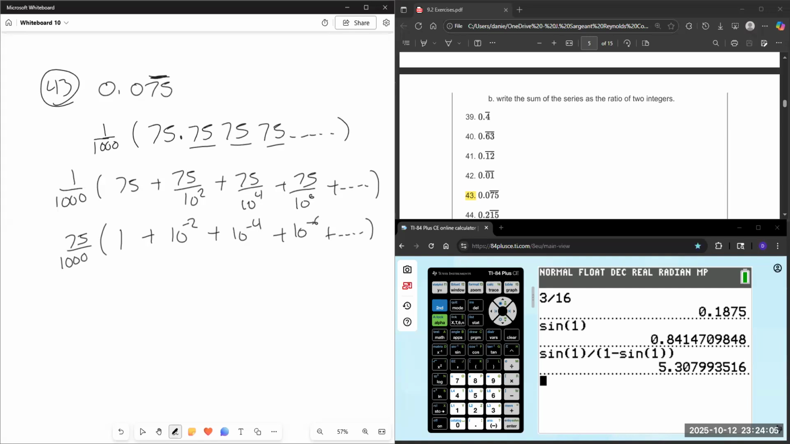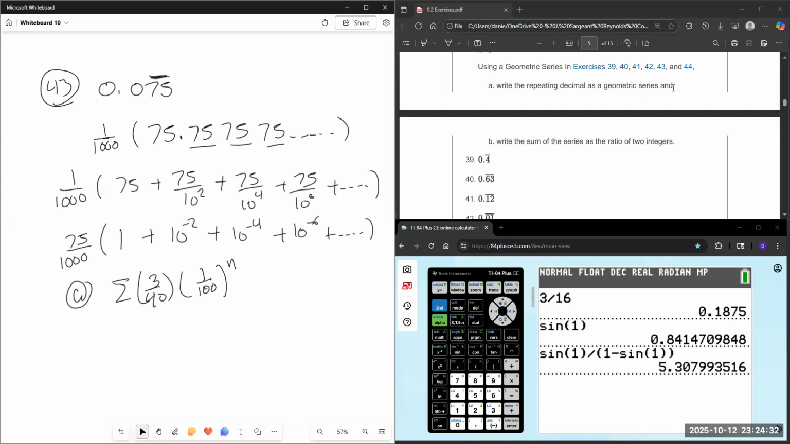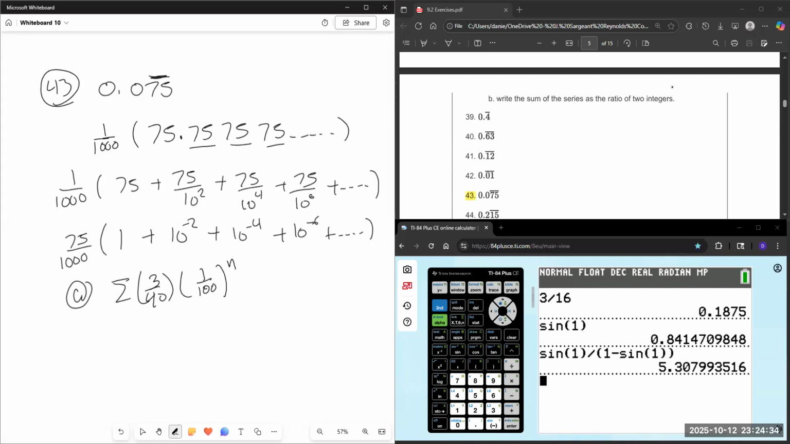So 25 goes into 75 3 times, 25 goes into 1000 40 times, and then this is a summation. I'll put this on the inside here: 3 over 40 times the summation of 10 to the negative 2nd to the n, or 1 over 100 to the n. So there's part A, which is to write the repeating decimal as a geometric series. And then part B is to use our formula for S to write this as a rational number.